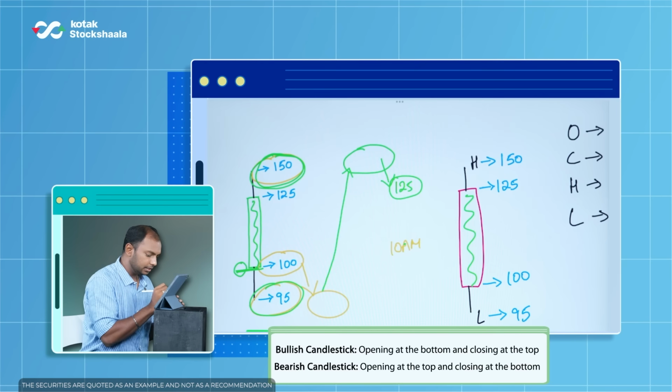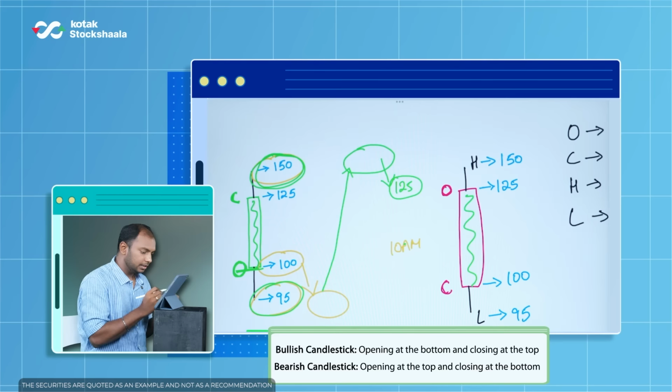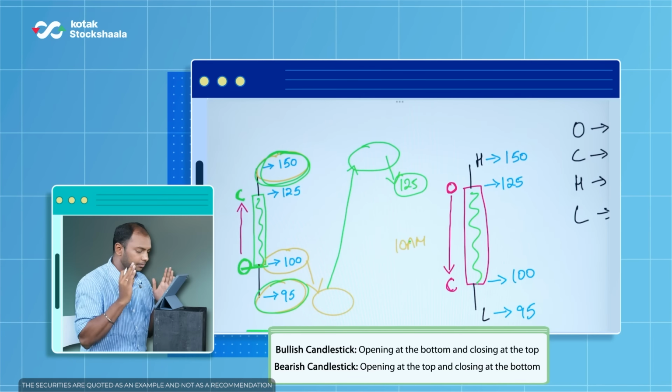In the bullish candlestick, you see that the opening price is at the bottom, the closing price is at the top. Whereas in a bearish candlestick, the opening price is at the top and the closing price is at the bottom. The simple reason being, in a bullish candlestick, at the start of the day, the price was at the bottom and went all the way up. But in a bearish candlestick, the price opened at a higher level, but during the day it came down and ended at a lower price than where it started. And that is how the body of a bullish candlestick and a bearish candlestick is formed.